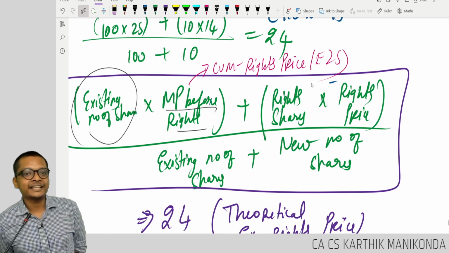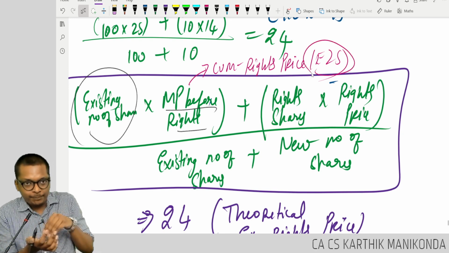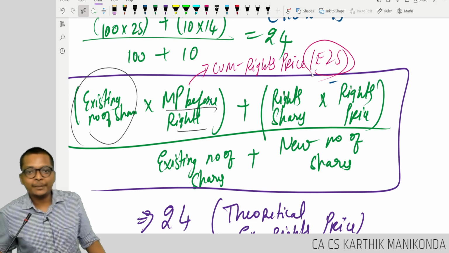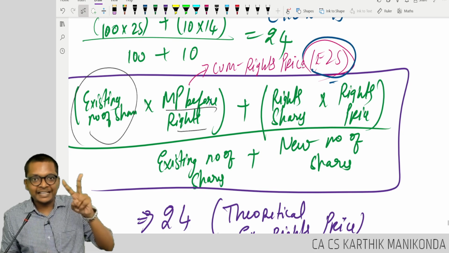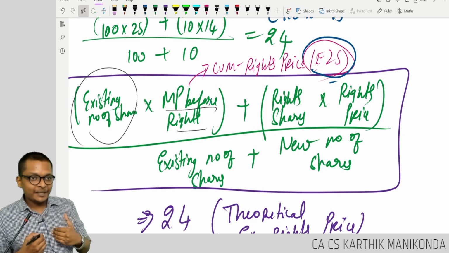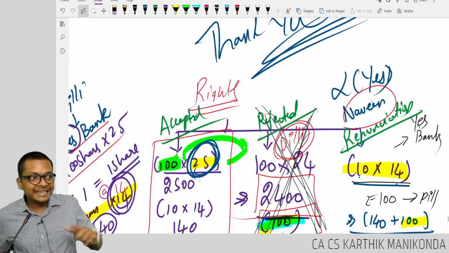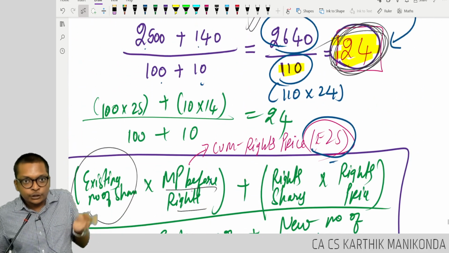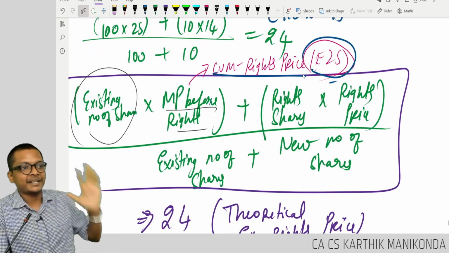Why is it called cum rights price? Because this 25 share price per share is cumulative of rights. What do you mean by cumulative of rights? If I buy a share at 25, I will get the offer to buy a share at 14, correct? Because Delhi Babu bought the share at 25 only, he later got the option to buy at 14. So the 25 is cumulative of the rights offer which I will get in the future. So it's called cum rights price.